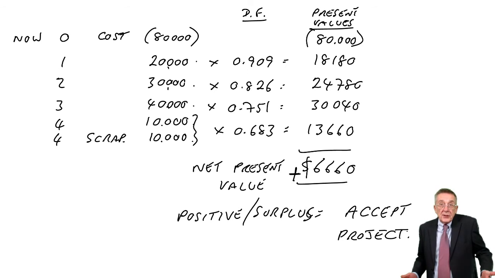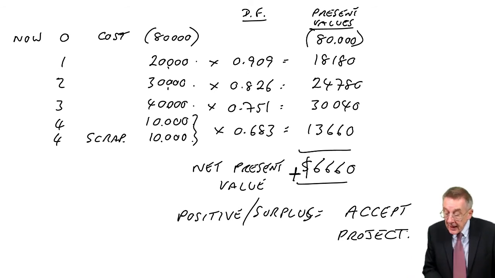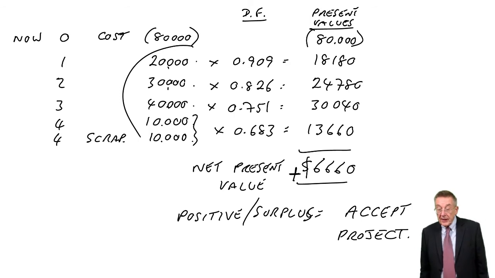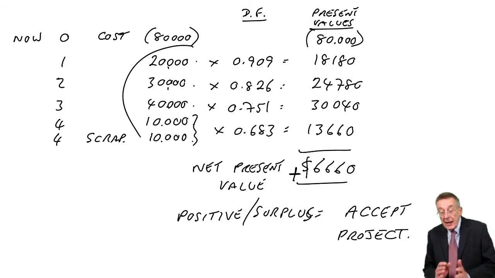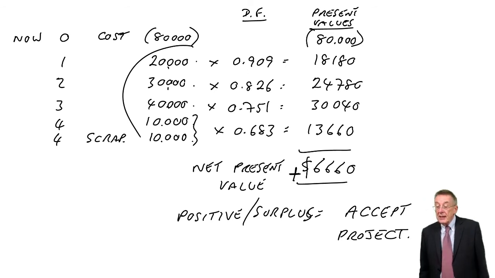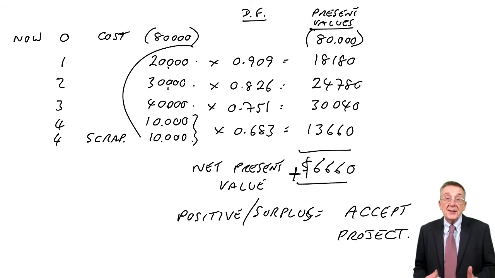And of course, the surplus is a lot smaller than I said at the beginning. If there was no interest, we're getting back a total of 110. There's a surplus of 30,000. But after accounting for the interest, the net present value here is a surplus, but it's 6,660.